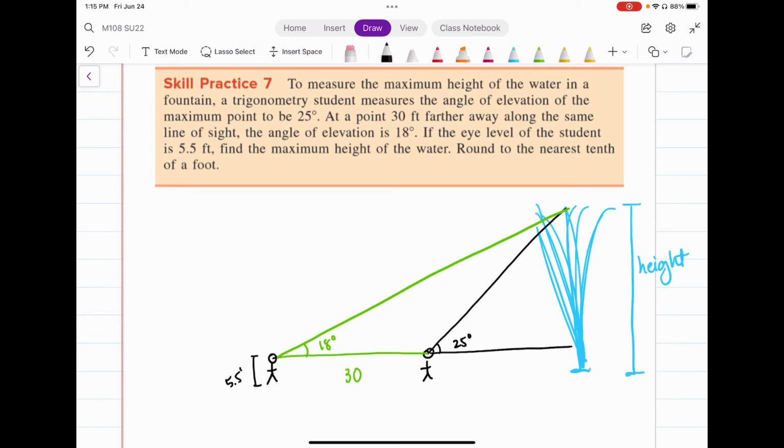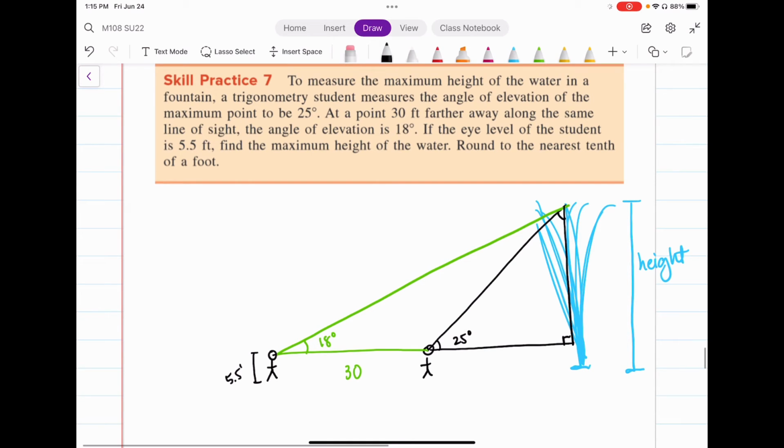We need to figure out what the height of the water fountain is. That height is going to be added to 5.5 feet from the line of sight, because we have our 25-degree angle and our 18-degree angle, but those are not the complete height. Let's draw a height down. For this black triangle, that's a right angle. And so if the angle from the horizontal is 25 degrees, then the angle at the top of the water fountain is 65 degrees.